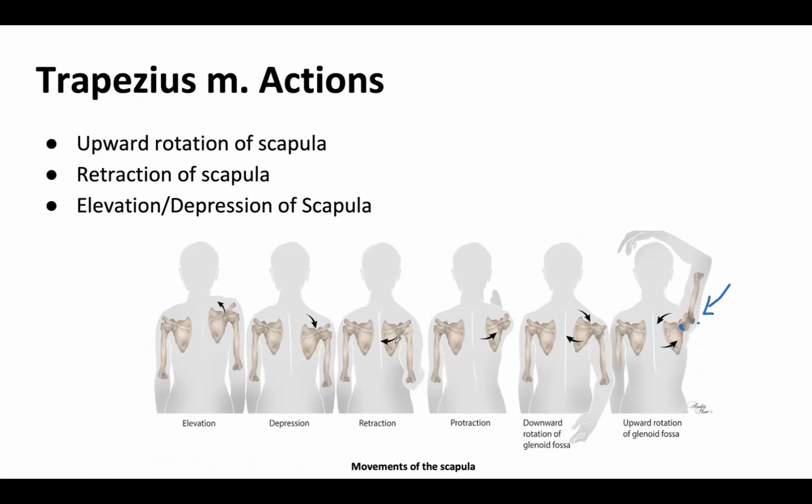The trapezius will also retract the scapula, so move the scapula back and closer to the spinal column region. And depending on which part of the trapezius is contracting, it can elevate the scapula as well as depress it.